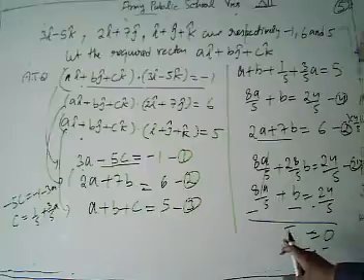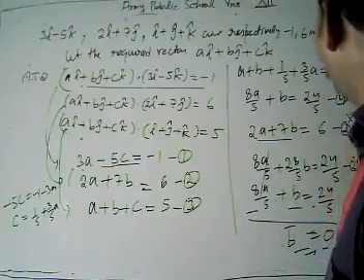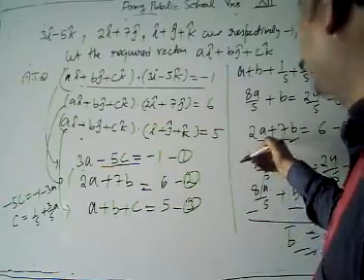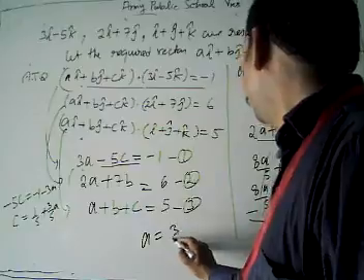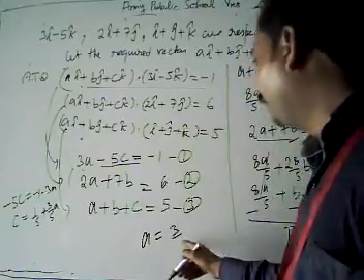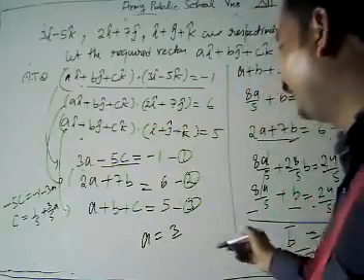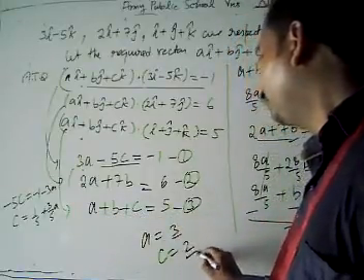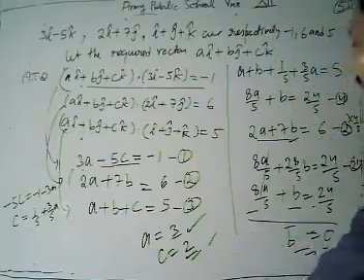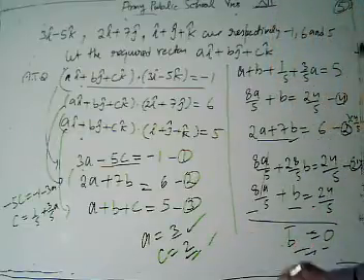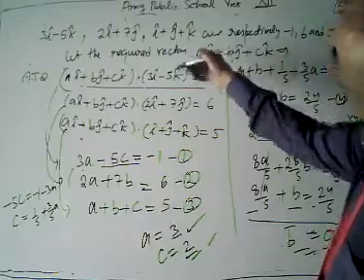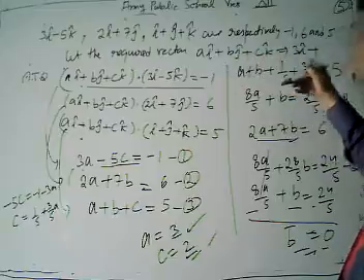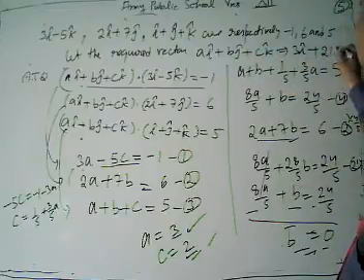Then putting the value of b, which is 0, in equation 2, the value of a is 3. We get the value of a is 3 and the value of b is 0. 3 plus 0 plus c equal to 5, then the value of c is 2. We get the values of a, b, c as 3, 0 and 2. Then our required vector is 3 i cap, b is 0, and c is 2 k cap.